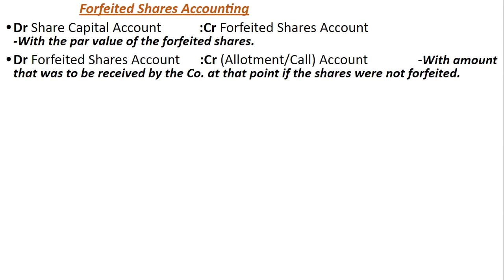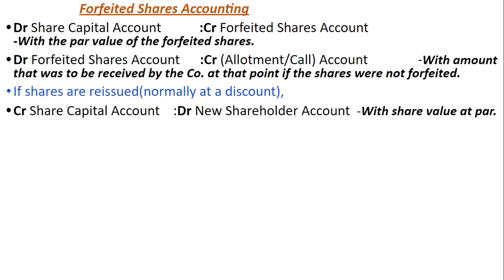Debit the forfeited shares account and credit the allotment or core accounts with the amount that was to be received by the company at that point if the shares were not forfeited. I will repeat. Debit forfeited shares account with the amount that was to be received by the company at that point if the shares were not forfeited, and credit the respective allotment or core account.